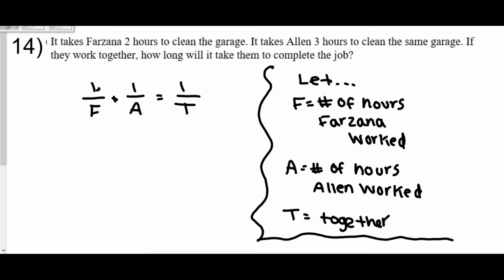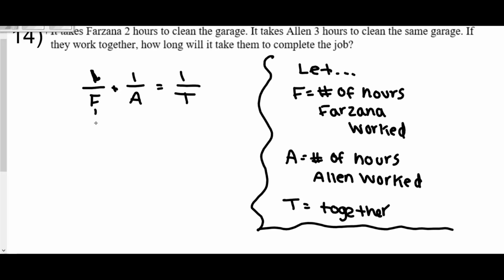So we have one garage for how long it takes Farzana to clean it, one garage for how long it takes Alan to clean it, equals one garage for them to work together. So I just did my let statements. I let F equal the number of hours Farzana worked, A equal the number of hours Alan worked, and then T equals the number of hours they worked together.